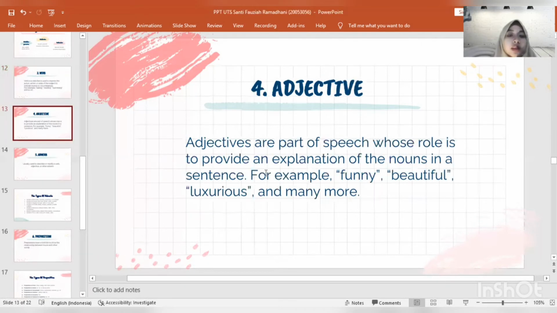The next is adjective. Adjectives are part of speech whose role is to provide an explanation of the nouns in a sentence. For example, funny, beautiful, luxurious, and many more.